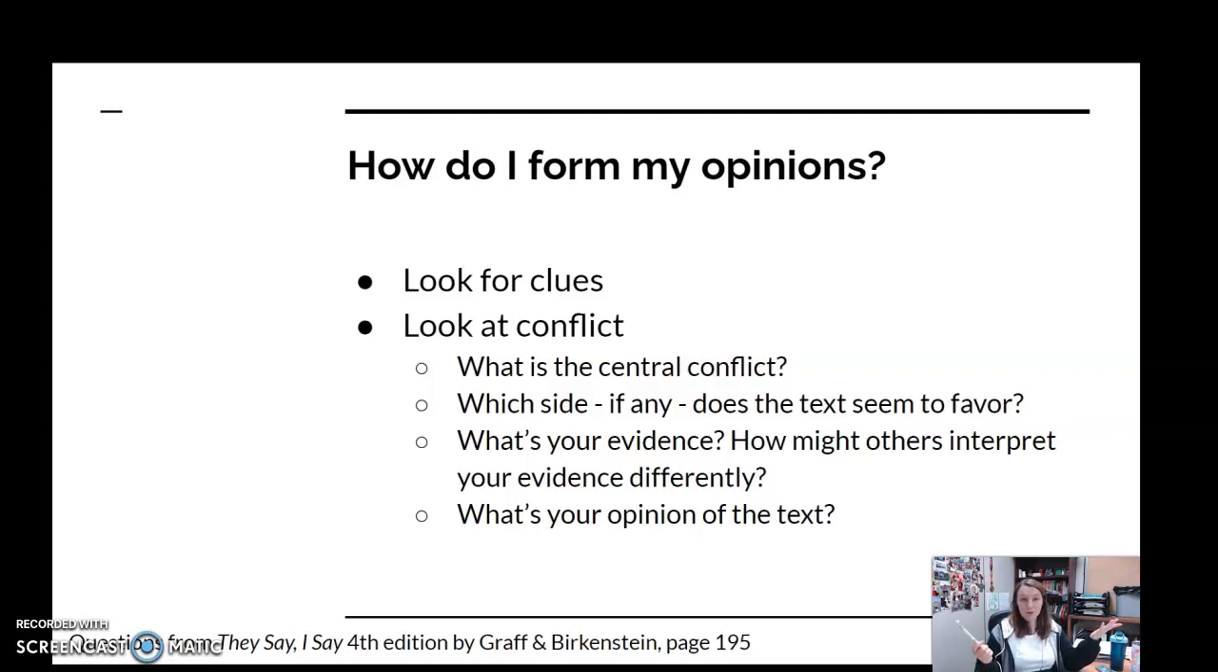But outside of those clues, you can also look at the conflict. So this is where Graff and Birkenstein say you can think about what is the central conflict, what side, if any, does the text seem to favor, what is your evidence, and how might others interpret your evidence differently. And that's important because, like I said, people have different perspectives and interpretations of literature, so you need to make sure that yours is very clear, and this is why this is the correct version of that.